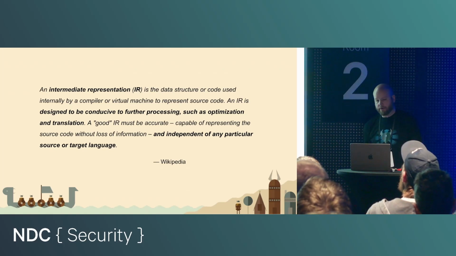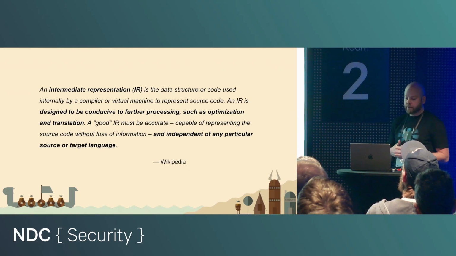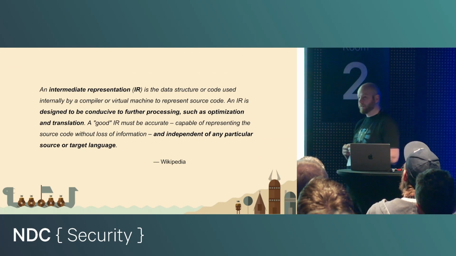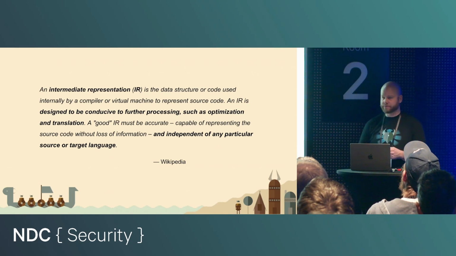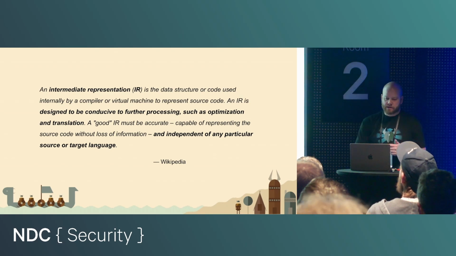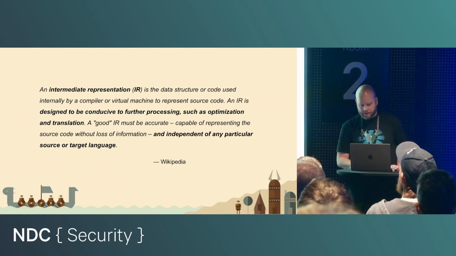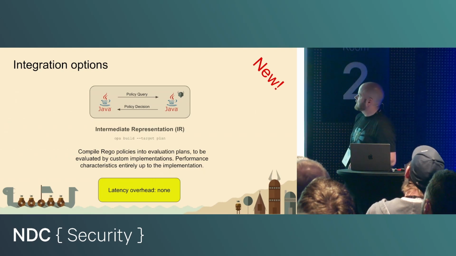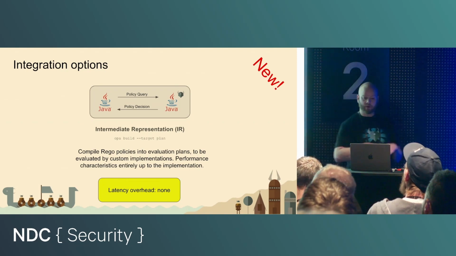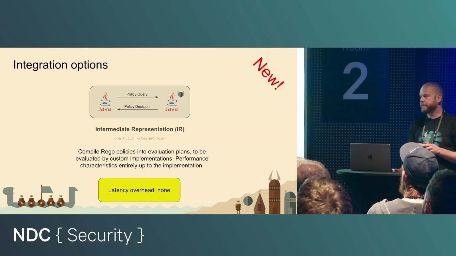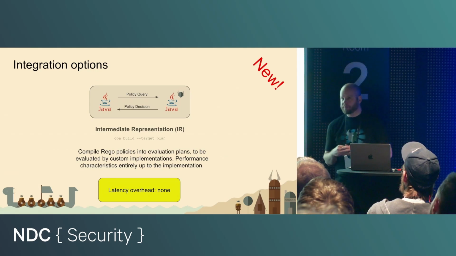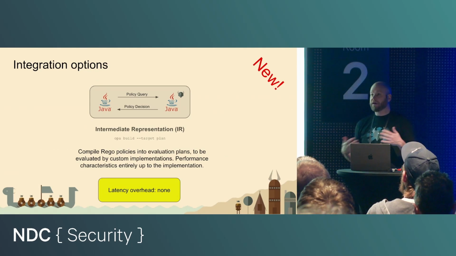So a good IR must be accurate, capable of representing the source code without loss of information, and independent of any particular source or target language. Great, that's what we want. We want to be native, independent of any particular source or target language. So this seems like it. Since 6 months ago or so, you can additionally say, I want this policy compiled to an intermediate representation format. An intermediate representation format is basically an evaluation plan.